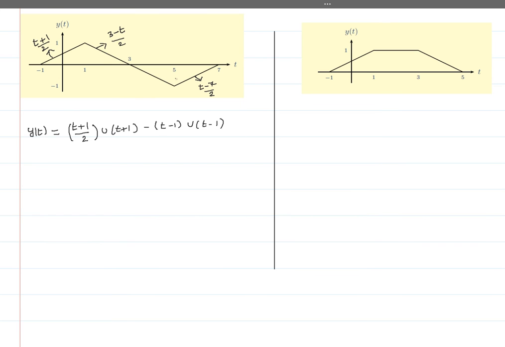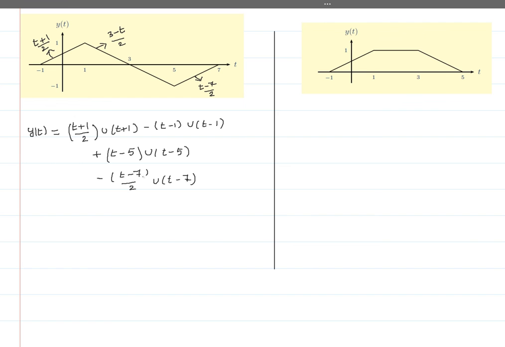This continues till 5, and at +5 the signal slope, which initially is minus half, will become plus half, and hence we should add a positive slope signal at 5, (t minus 5) into u of t minus 5. Okay, and at 7 what happens? At 7 again the signal is a flat signal, meaning you should have a zero slope, and hence we should finally subtract (t minus 7) by 2 into u of t minus 7.